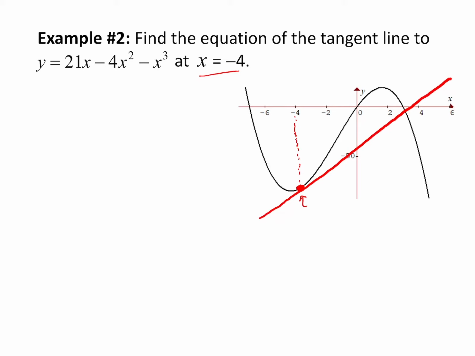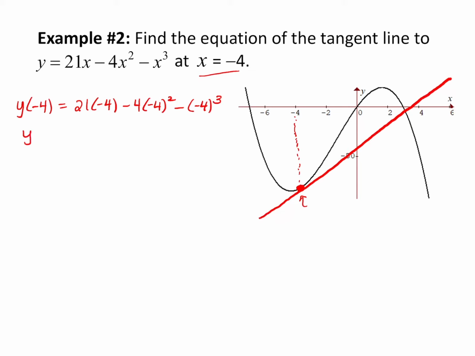So we know the x value at that point. We know it's x equals -4. What we need also is the y value. So we can find the y value just by saying, well, this is the curve, 21x minus 4x squared minus x cubed. So if we want to find the y value, all we have to do is substitute in -4 for x. So we'll have 21 times -4 minus 4 times -4 squared minus -4 cubed.